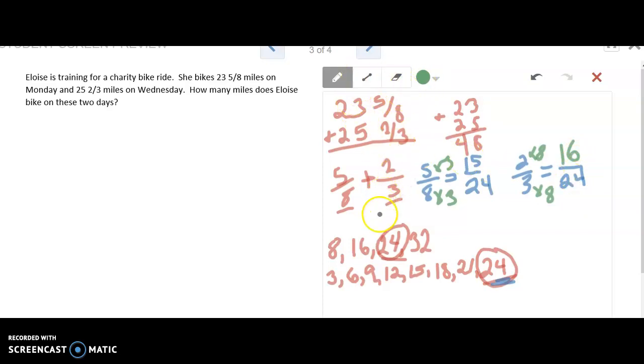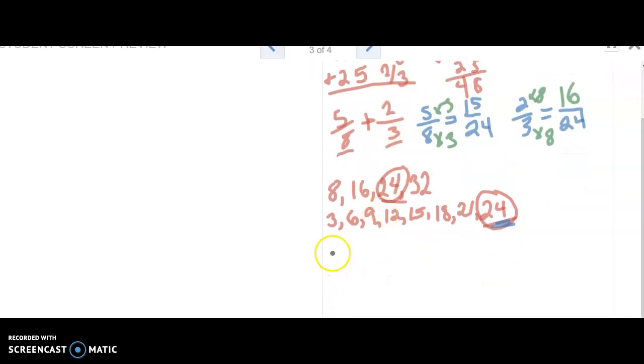I'm going to go down here and rewrite my fraction addition problem, because now that I've got my equivalent fractions, I need to focus a little on those equivalent fractions. So 15 over 24 plus 16 over 24. Now let's perform this operation. Oh my goodness, we worked so hard to get these common denominators. Let's keep them. So we're going to keep the denominator at 24. We're going to add our numerators. 15 plus 16 is 31.